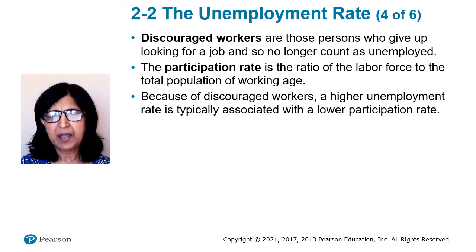In practice, when the economy slows down, we typically observe both an increase in unemployment and an increase in the number of people who drop out of the labor force. So a higher unemployment rate is typically associated with a lower participation rate. What if, in a given month, both employment and unemployment go up? How do you think that might be possible?